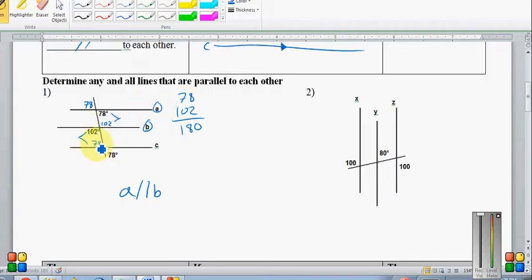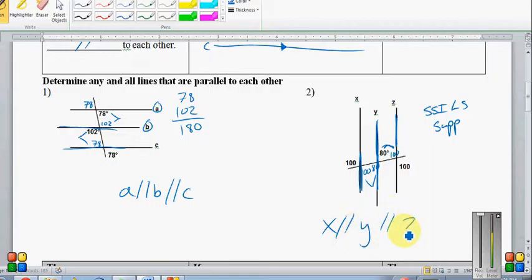Same thing here. We've got the same two angles, 102, 78. Those are supplementary. Those are in between B and C, which means that B is also parallel to C. So A, B, and C are all parallel to each other. Same situation here. We're filling in our vertical angles. We've got 100, 80, 100. Same thing here. These same side interior angles in between X and Y, and these same side interior angles in between Y and Z are all supplementary to each other. So since our same side interior angles are supplementary, X is parallel to Y, which is parallel to Z.